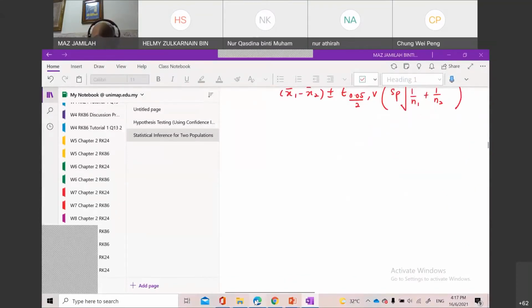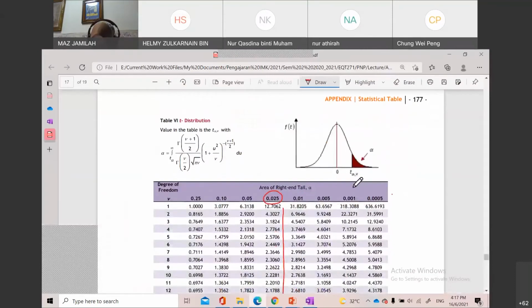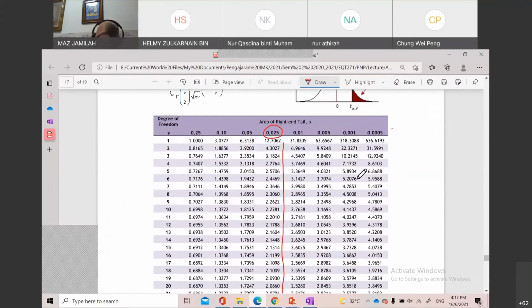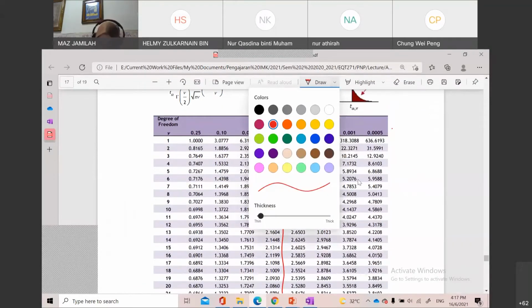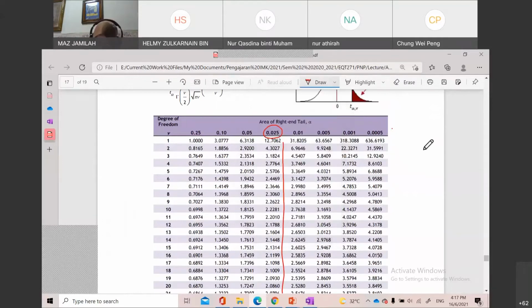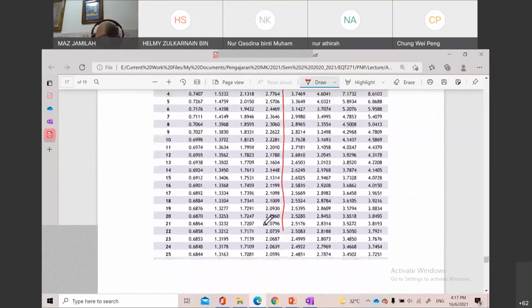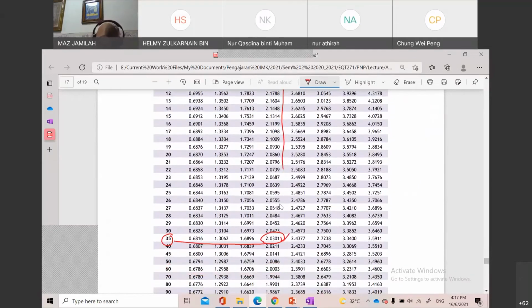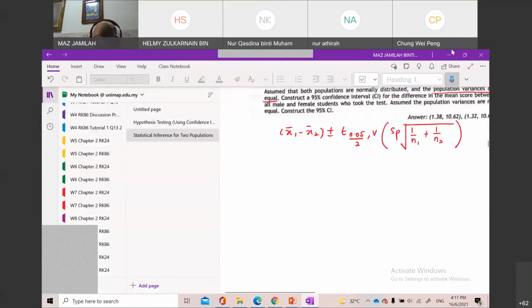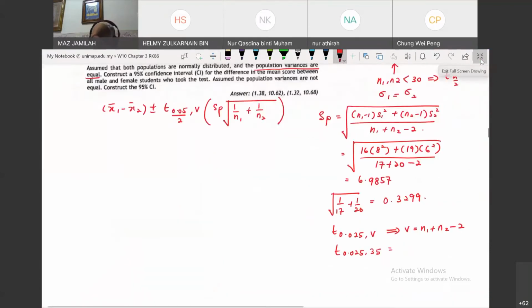Okay, so for the t-test, look for t. Our v is 35, and then we are looking for 0.025, which is this value, 2.0301. So you have 2.0301.